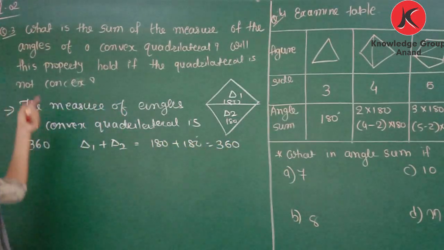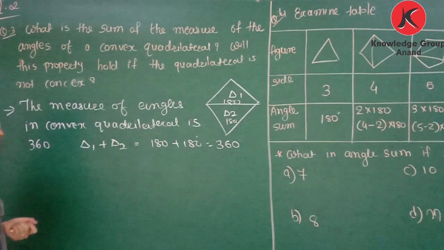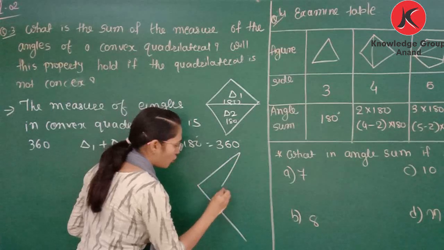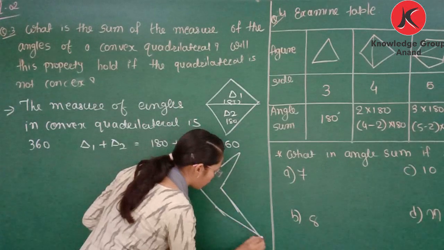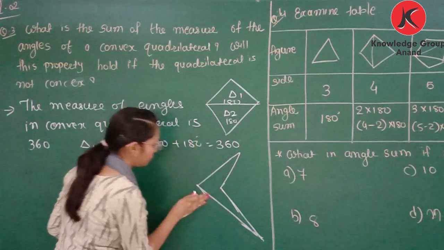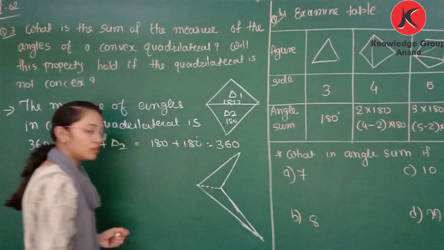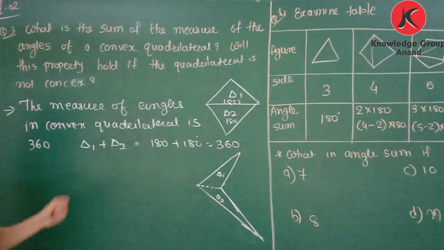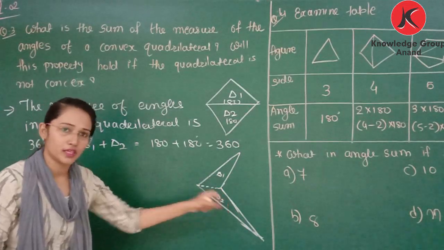Clear? Now, will this property hold if the quadrilateral is not convex? If it is not convex, then you can consider any shape of concave polygon. Let's consider this shape. કોઈ પણ shape જે convex ના હોય, means કોઈ પણ concave polygon draw કરવો. Let's say this is the shape of polygon. Now, we divide it into two triangles. So this is triangle 1 and this is triangle 2. This is a concave polygon, but if you divide this into triangle 1 and triangle 2, again it is 180 and 180.